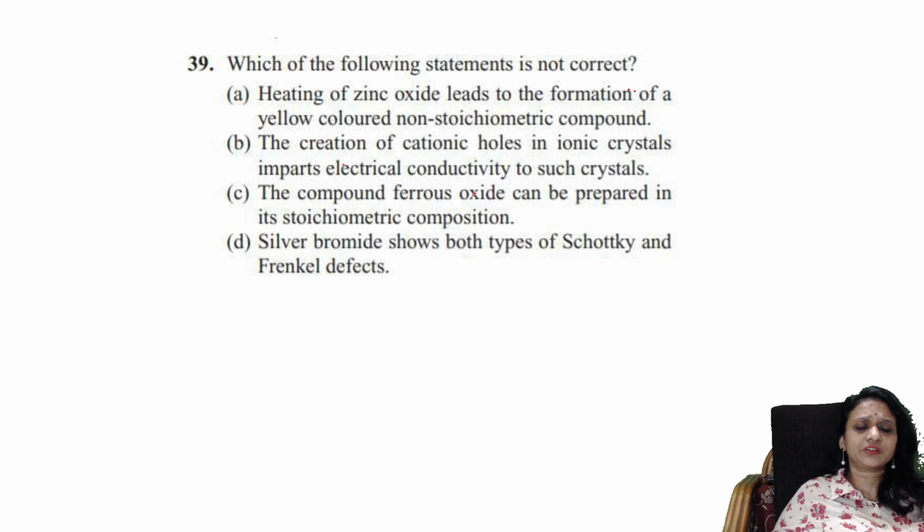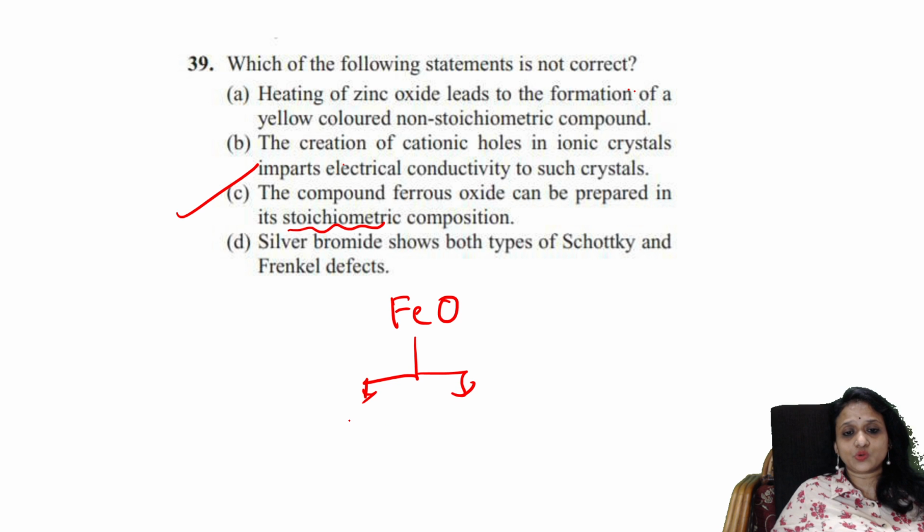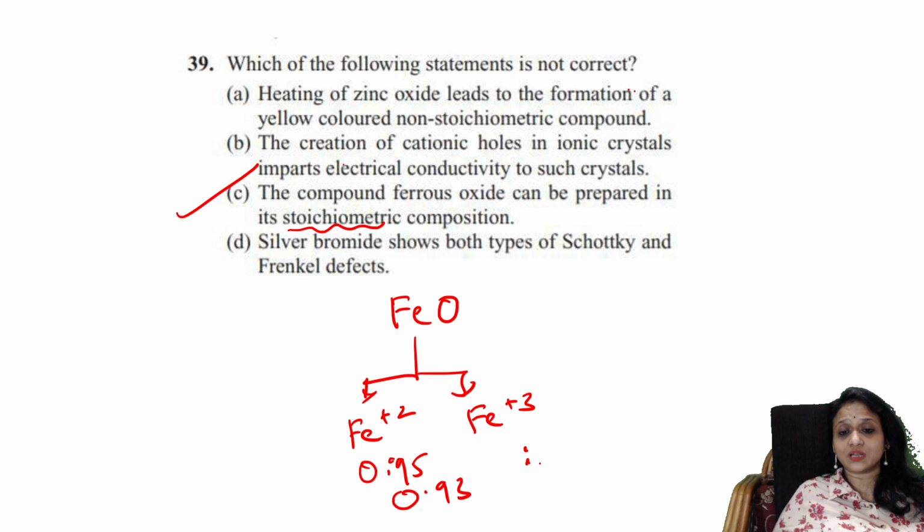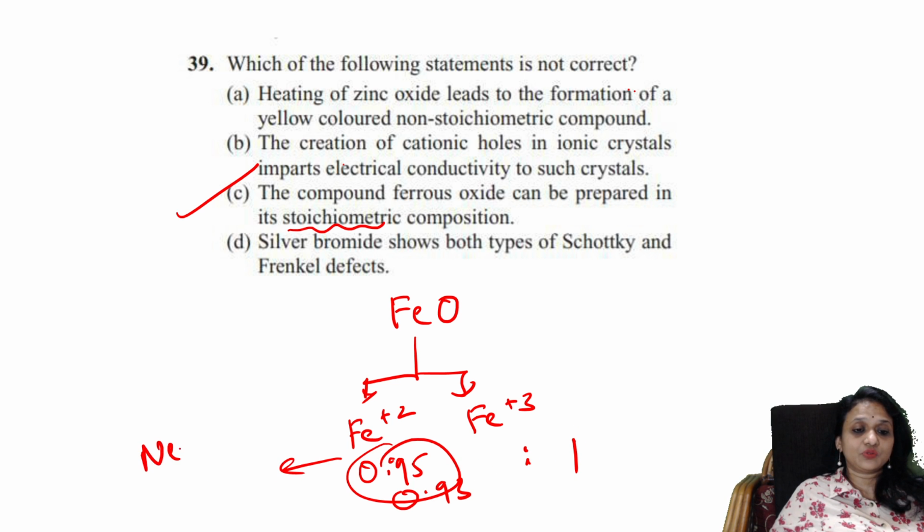The compound ferrous oxide can be prepared in stoichiometric ratio. This is the not correct one. FeO, ferrous oxide, always, now remember, iron exists in +2 and +3 oxidation states. Yes, it will never be in stoichiometric ratio. The ratio will be about 0.95 to 1 of oxygen. So it exists in two different ratios. It is never stoichiometric. FeO is a non-stoichiometric defect.